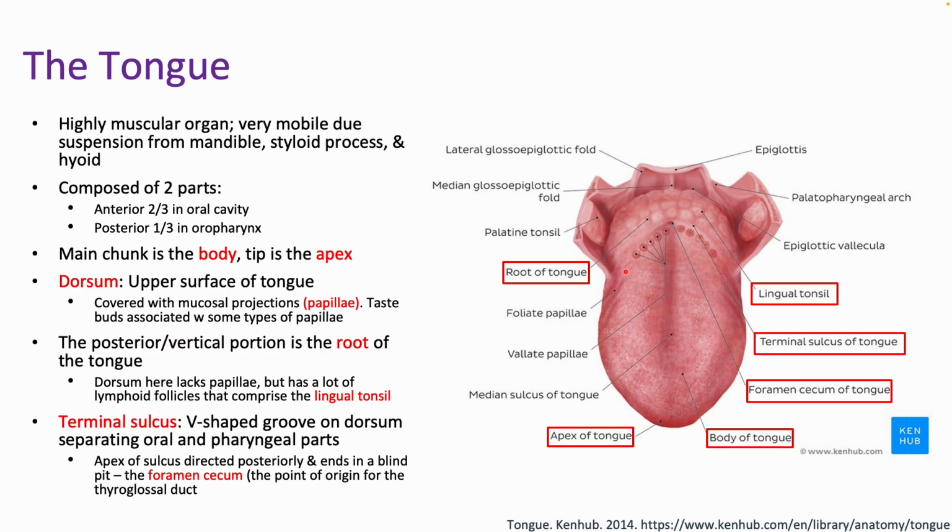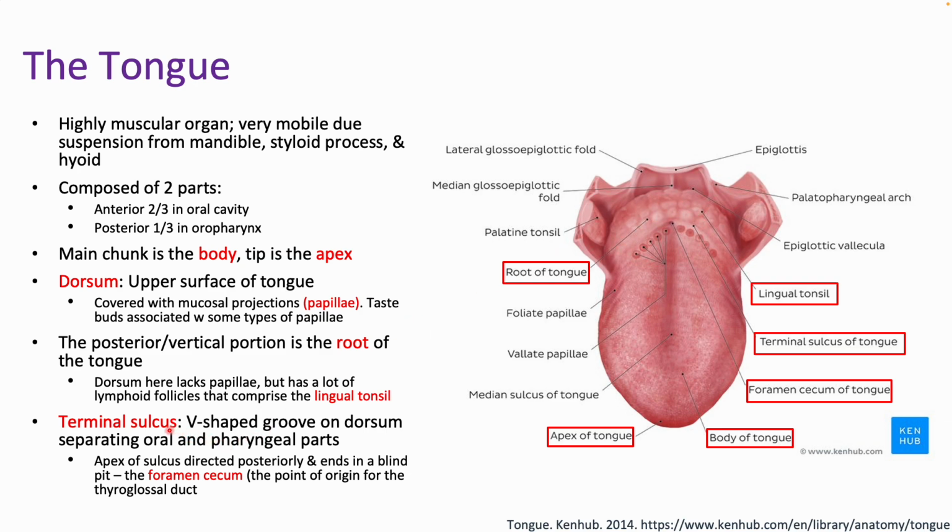The posterior, or more vertical section, so this part of our tongue is going to be more horizontal. The more vertical section, posterior, is going to be the root of the tongue. And that's the posterior 1/3. And so the dorsum here is going to lack papillae, so you can see the texture changing as we go here, but it still has a lot of lymphoid follicles. And if you remember from the previous section, those come together and comprise the lingual tonsil. So our lingual tonsil is back here.